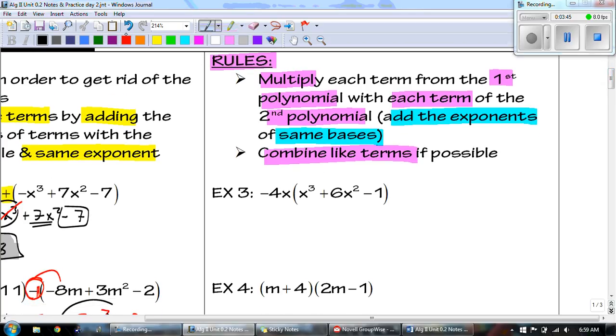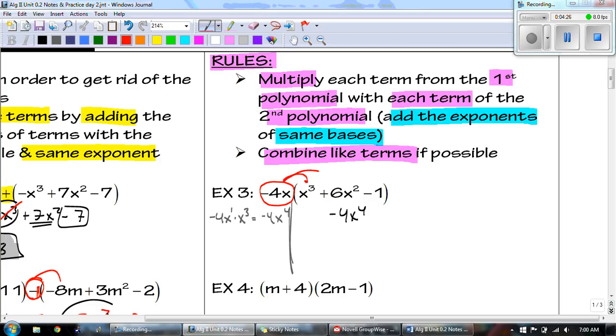All right, so what we're distributing is a negative 4x. If you want to do one of these off to the side, we're doing negative 4x times x cubed. The coefficients, well, it's just negative 4 times 1, which is negative 4, but then we have to add the exponents. So that would be x to the 4th. So my first term would be negative 4x to the 4th. Here's my little work off to the side.